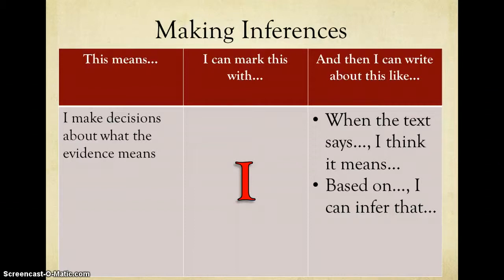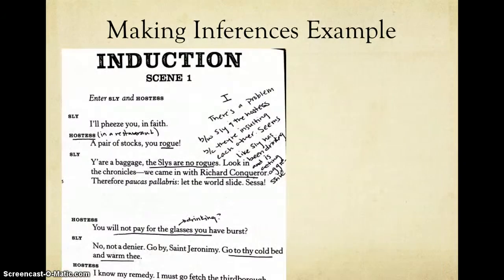Let's go on to the second reading strategy. Now we're going to be talking about making inferences. Making inferences means to make decisions about what the evidence means. You mark this with an I, and here are a couple of sentence stems to help you when you're annotating with the purpose of making an inference. Here I'm going to be using the first page of The Taming of the Shrew. And as I'm reading, so it's this Shakespearean language, and there's a lot that I have to sort through.